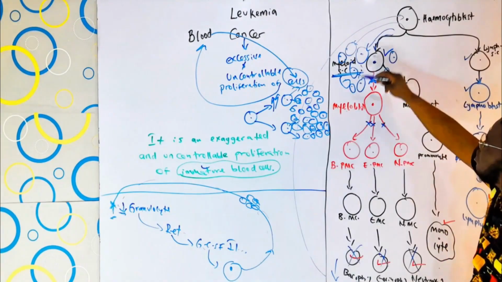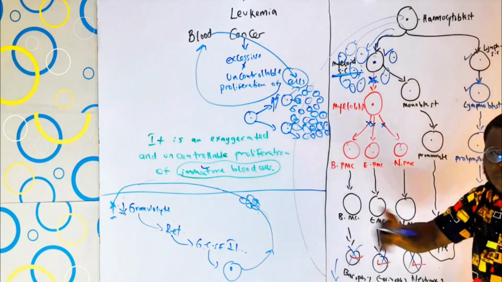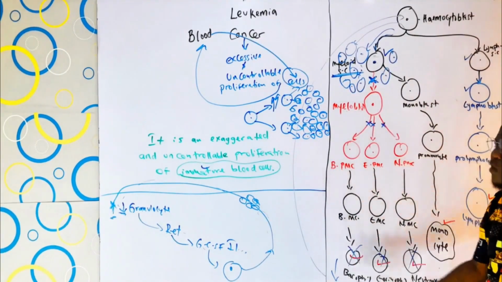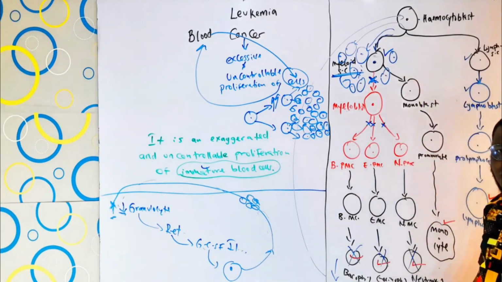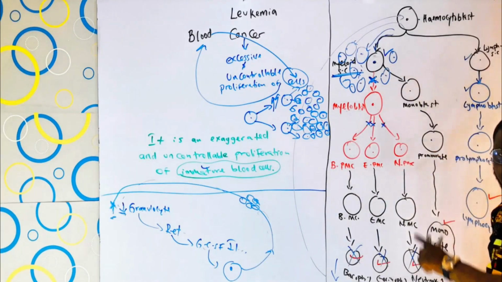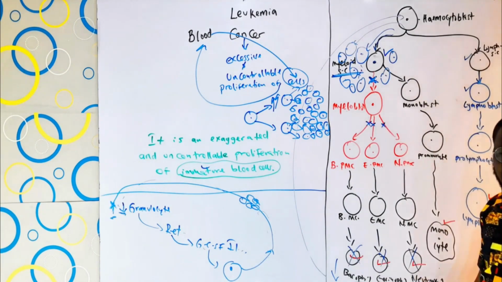And they keep on producing. As in they keep on being what? Being produced uncontrollably. The point is that when this kind of thing occurs in the bone marrow, this is what we call leukemia. But we have types of leukemia. I'll talk about that in a jiffy.